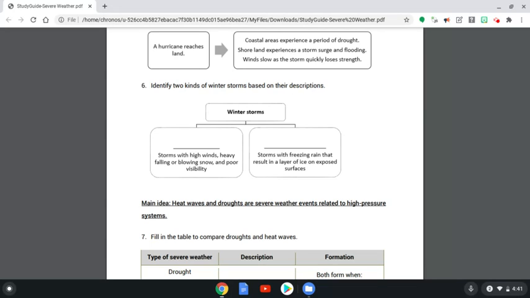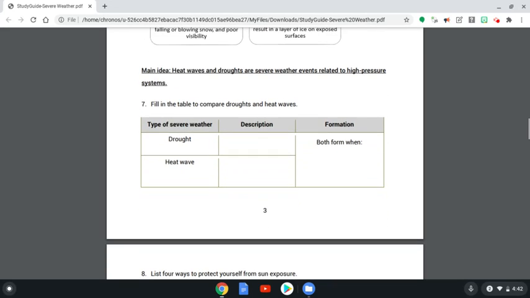Ice storms are storms with freezing rain that result in a layer of ice on exposed surfaces. We do have ice storms occasionally in North Carolina and Yadkin County. These ice storms, the ice will collect on the tree limbs, and the tree limbs become heavy, and we usually have a lot of power outages with ice storms.